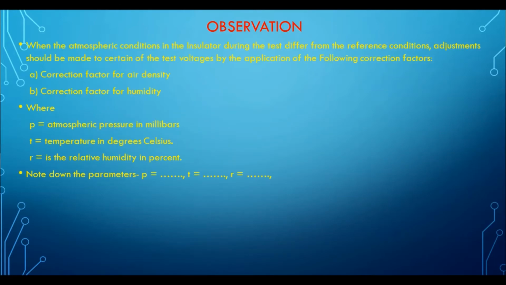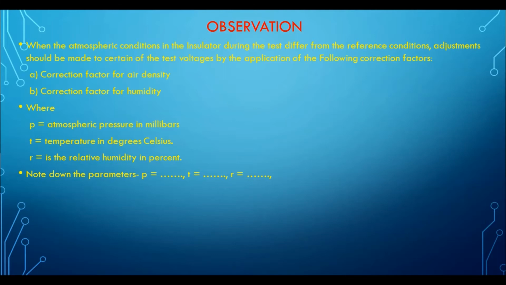Then observation. When the atmospheric conditions of the insulator during the test differ from the reference conditions, adjustment should be made to the test voltage by application of the following correction factors: correction factor for air density and correction factor for humidity. Where P is atmospheric pressure in millibar, T is temperature in degrees Celsius, and R is the relative humidity in percentage.